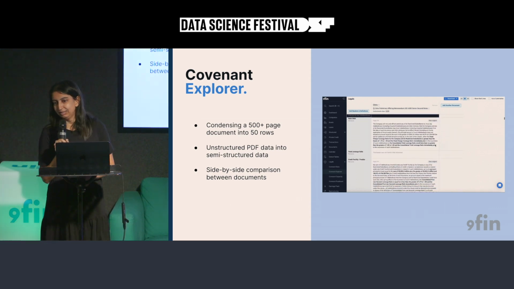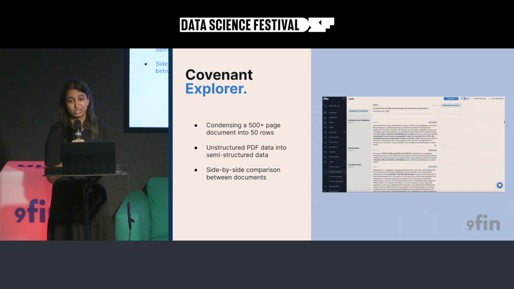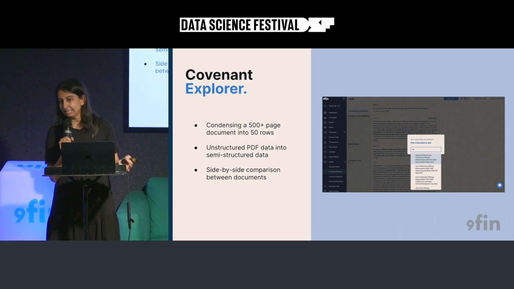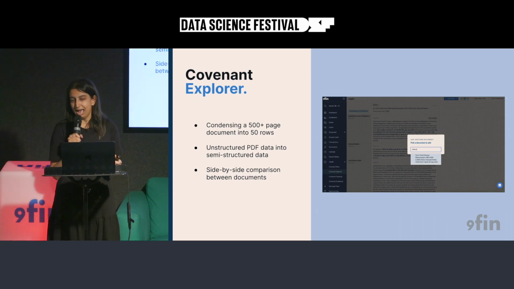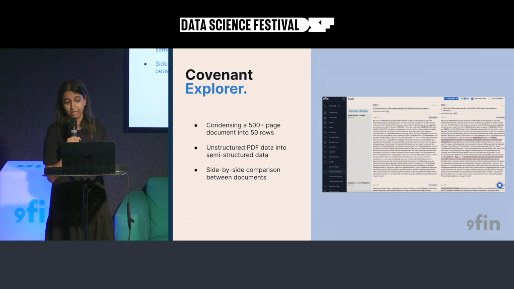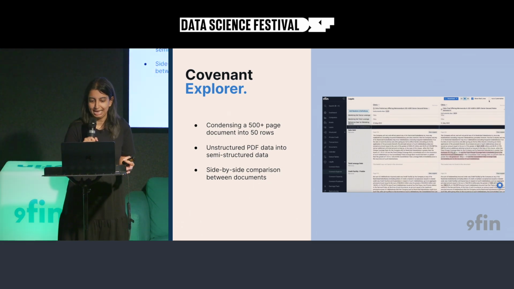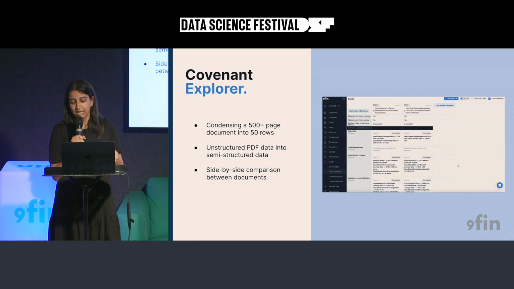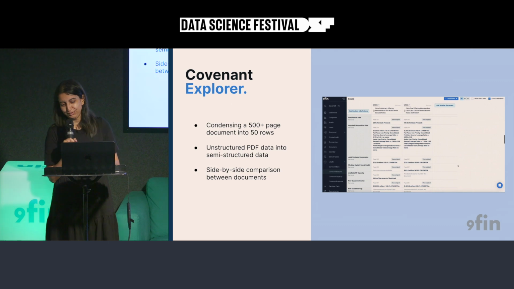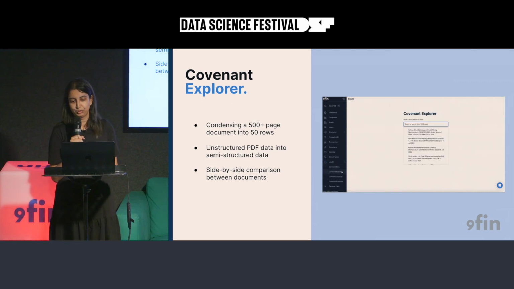On any given day, the legal team has to review multiple deals, and each of these deals can have a document in excess of 500 pages. So we need to condense this information down quickly and show the key clauses to our clients. So we do this using Covenant Explorer, and we're essentially turning data from an unstructured PDF into semi-structured data. And as you can see, we've got a deal here. There's up to 50 rows of data, and that obviously depends on how detailed the document is.